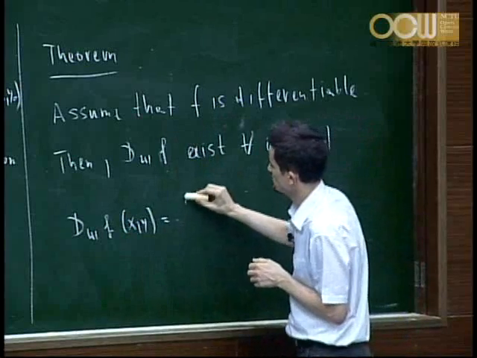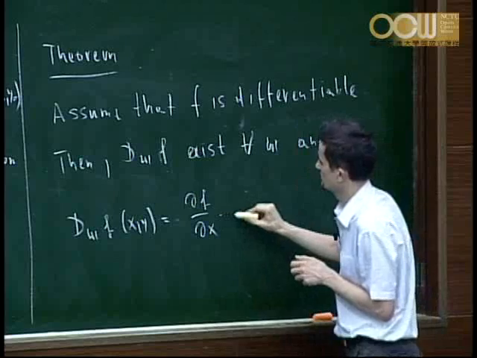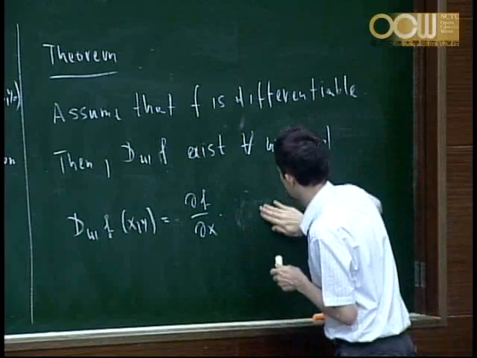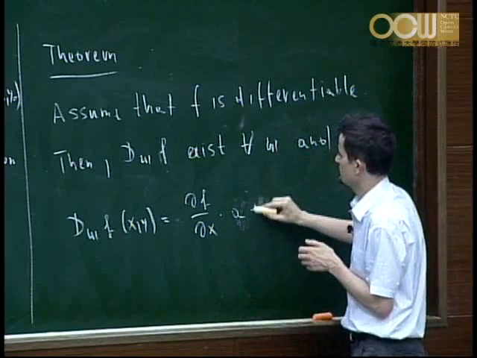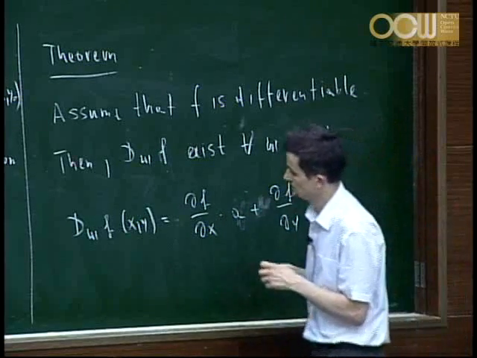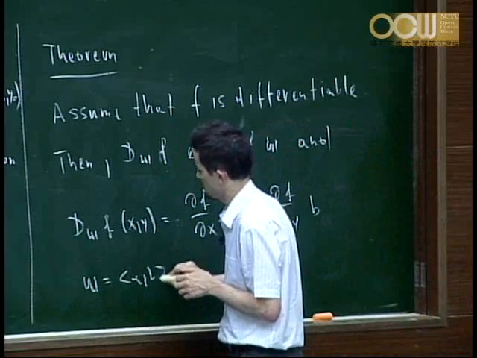You compute the partial derivative of f with respect to x times a, plus the partial derivative of f with respect to y times b, where u is the unit vector given by a and b.